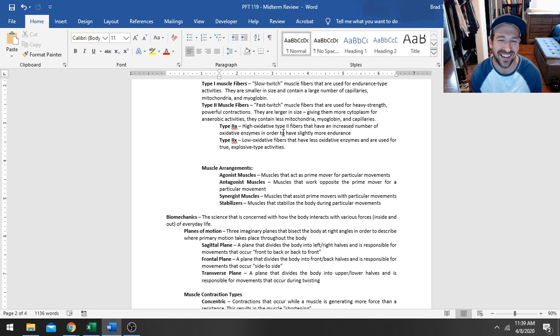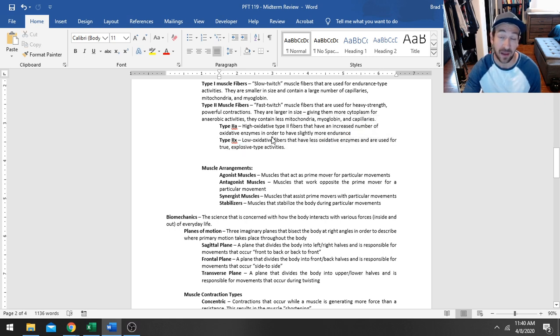So then in our type 2 fibers, we've got type 2A and type 2X. These are little subcategories. You've got the type 2A, which are your highly oxidative type 2 fibers. They have a little bit more oxidative enzymes that give them a little bit more endurance compared to your type 2X fibers, which are your true fast twitch fibers. They don't have quite as many oxidative enzymes, so they tend to be really good at truly explosive type muscle work, right?